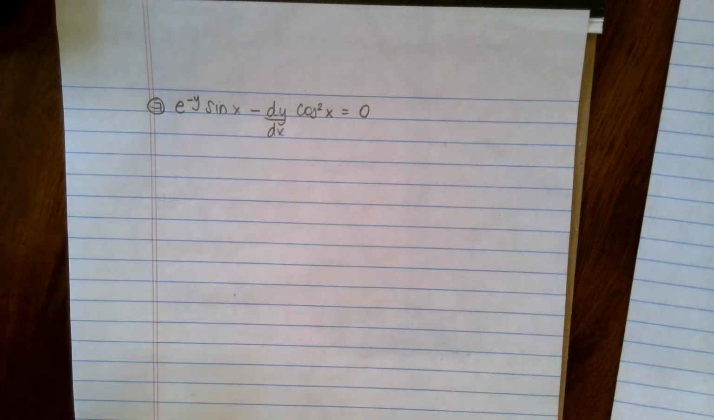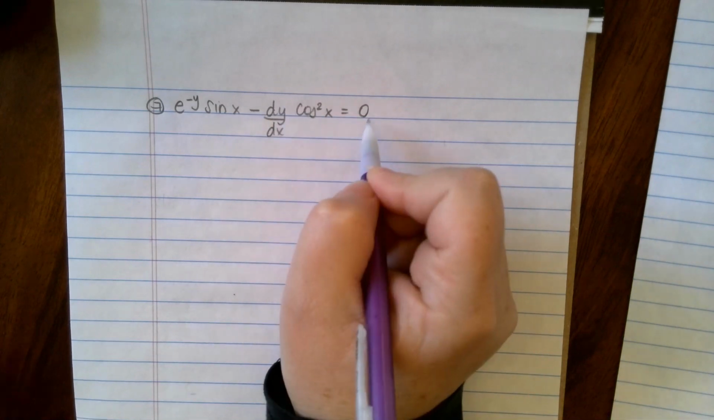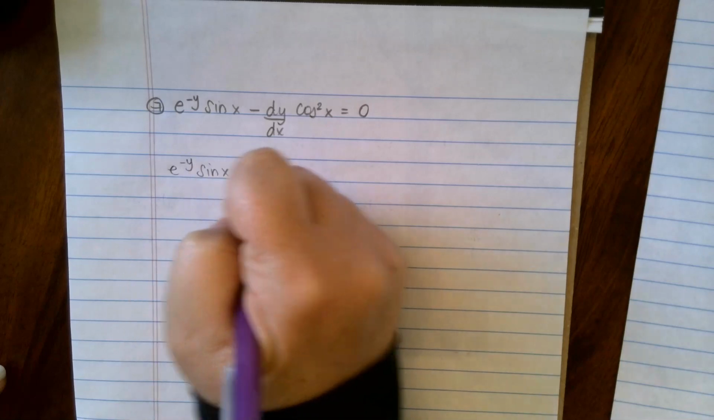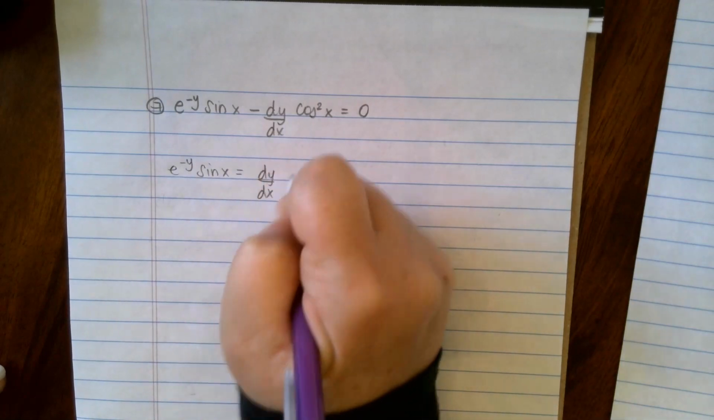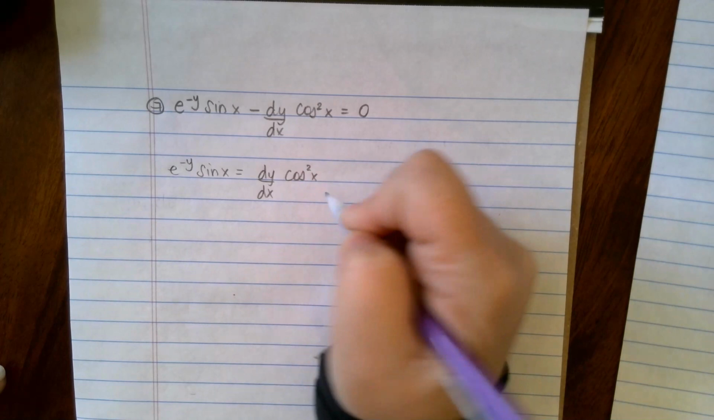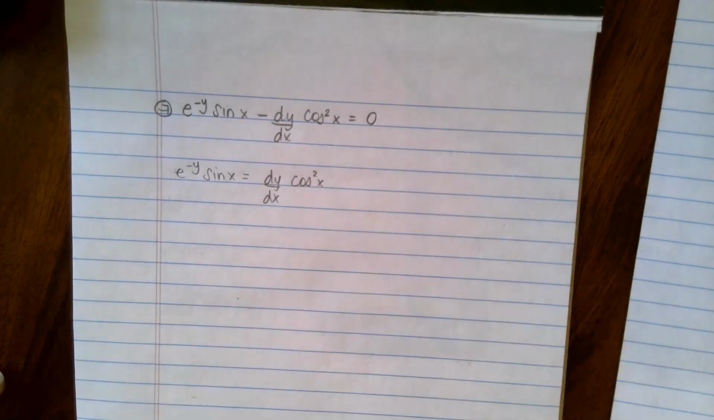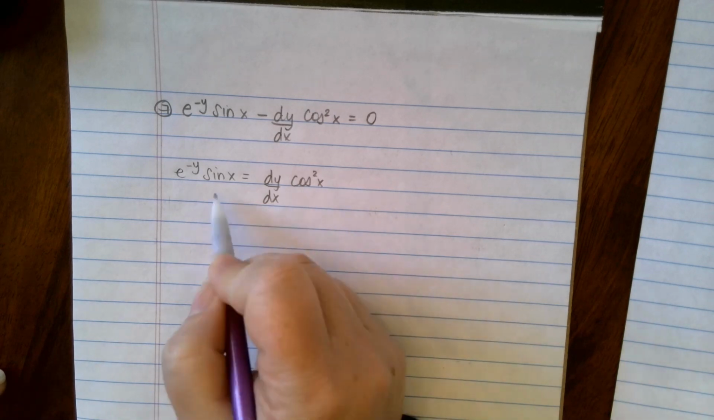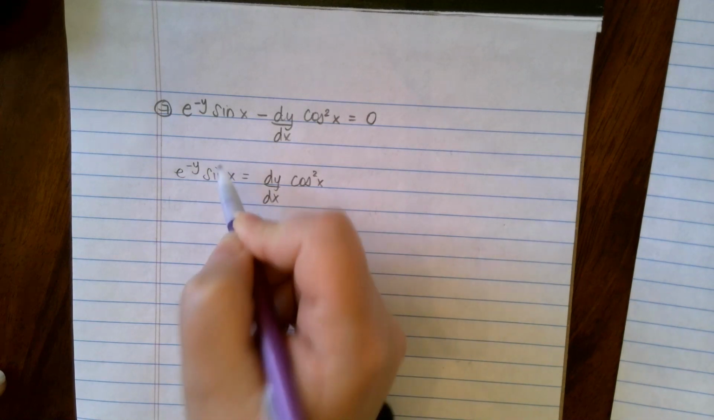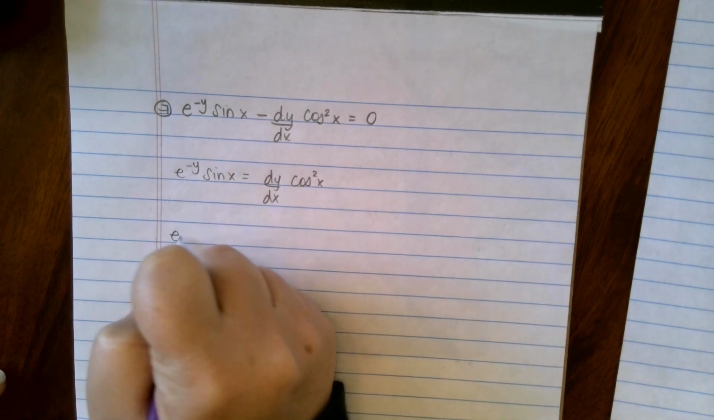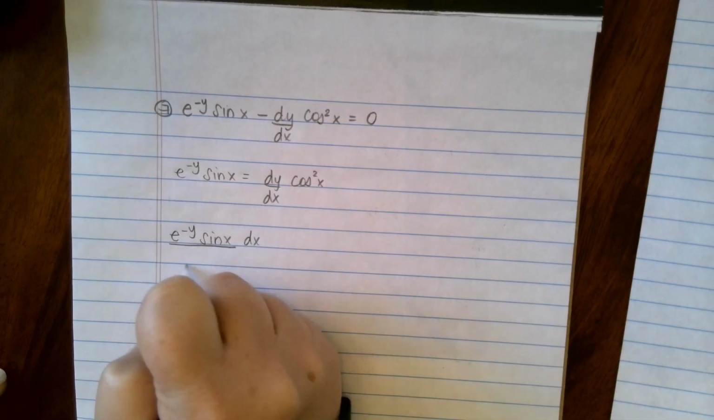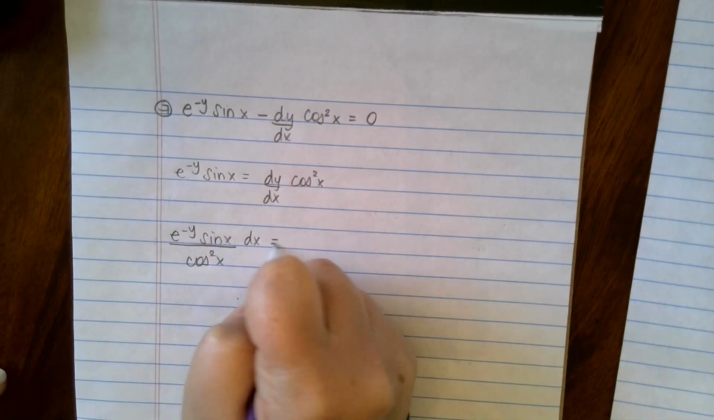So the first step I'm going to do is move this over to the other side. So I have e to the negative y sine x is equal to dy dx cosine squared x. Okay, I added it over to the other side. Now, after I do that, I'm going to go ahead and divide by my cosine squared x and multiply by dx. I'm going to get e to the negative y sine of x dx divided by cosine squared x equals dy.